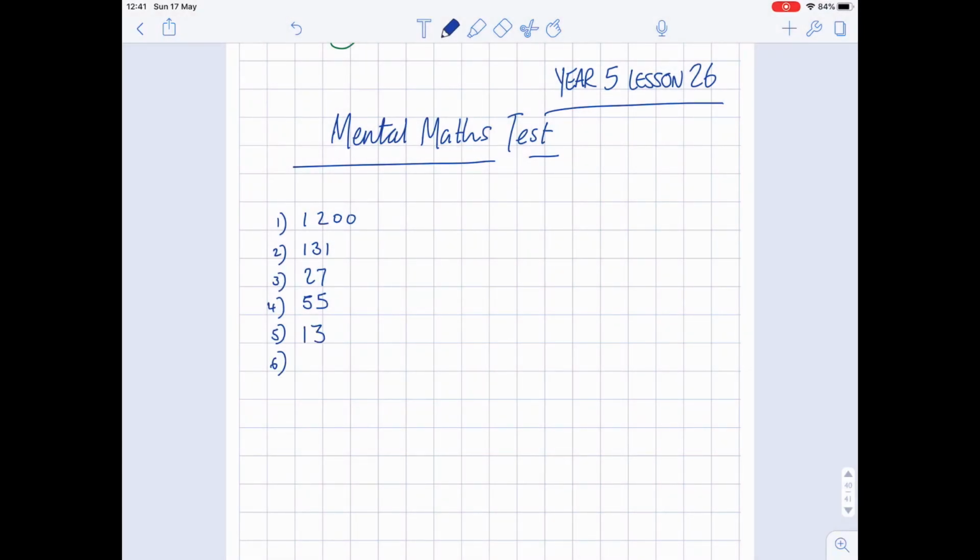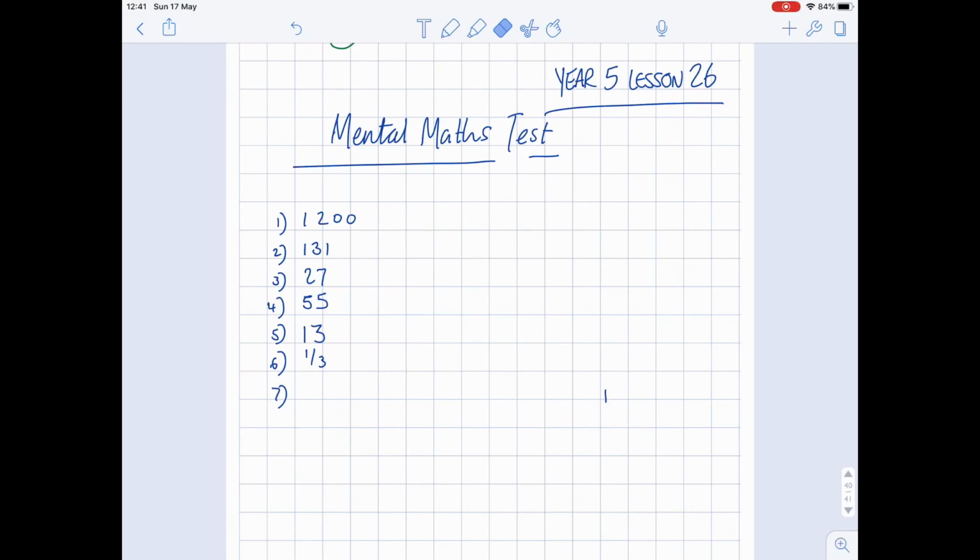Question 6, simplify the fraction 5/15. Okay, so remember, when you're asked to simplify a fraction, you're looking for the largest number that you can count up and land on both 5 and 15. What's the highest factor of both 5 and 15? Well, the answer is 5 there. So how many 5s in 15? 3. How many 5s in 5? 1. So simplifying 5/15, you get a third.